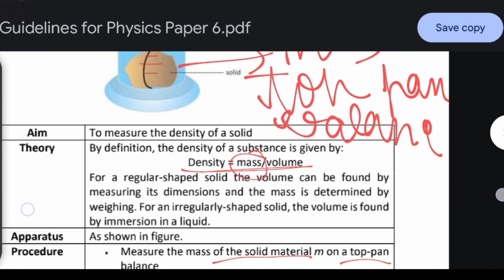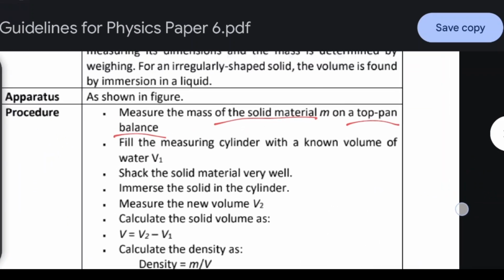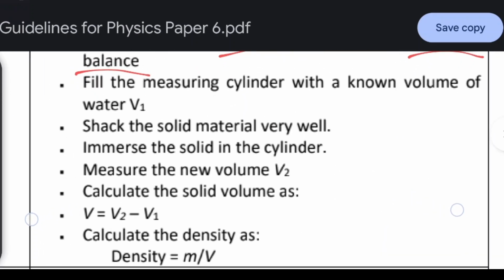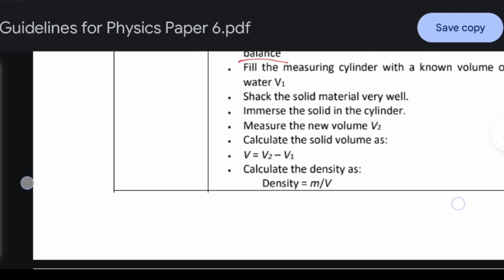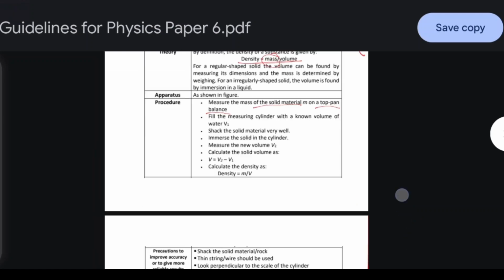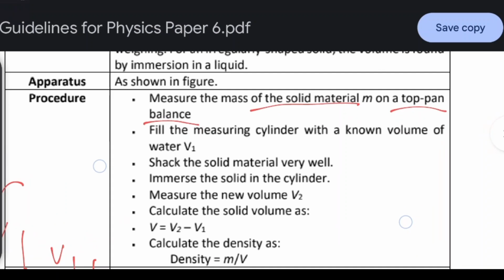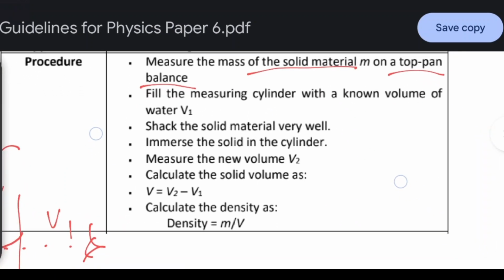They haven't mentioned using sand here. It's just an irregular solid. So what are you going to do? You're going to fill the measuring cylinder with a known volume of water, V1. You take a measuring cylinder and fill it with water, and you take the reading of that water from the bottom of the meniscus, as we discussed before. This volume of water is V1.